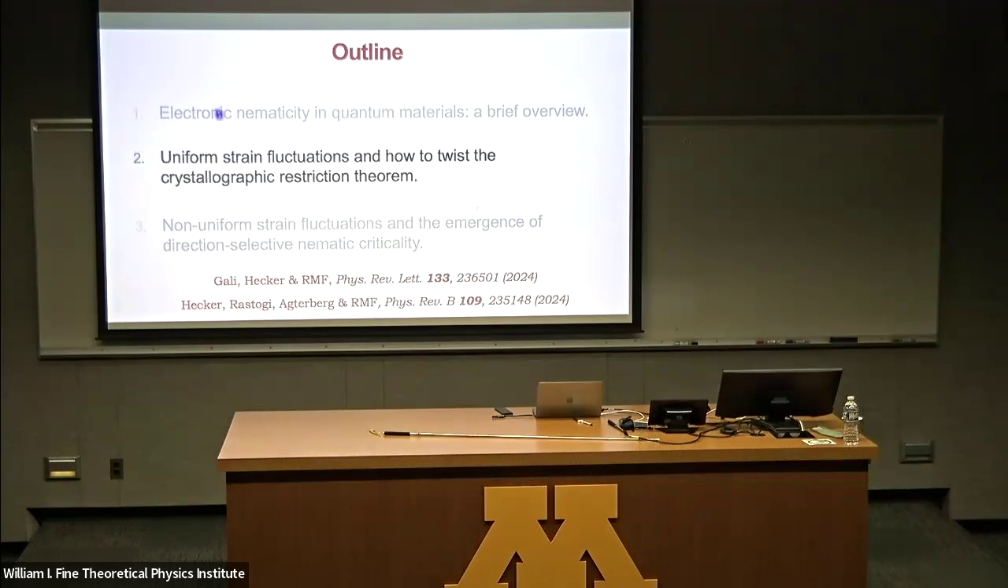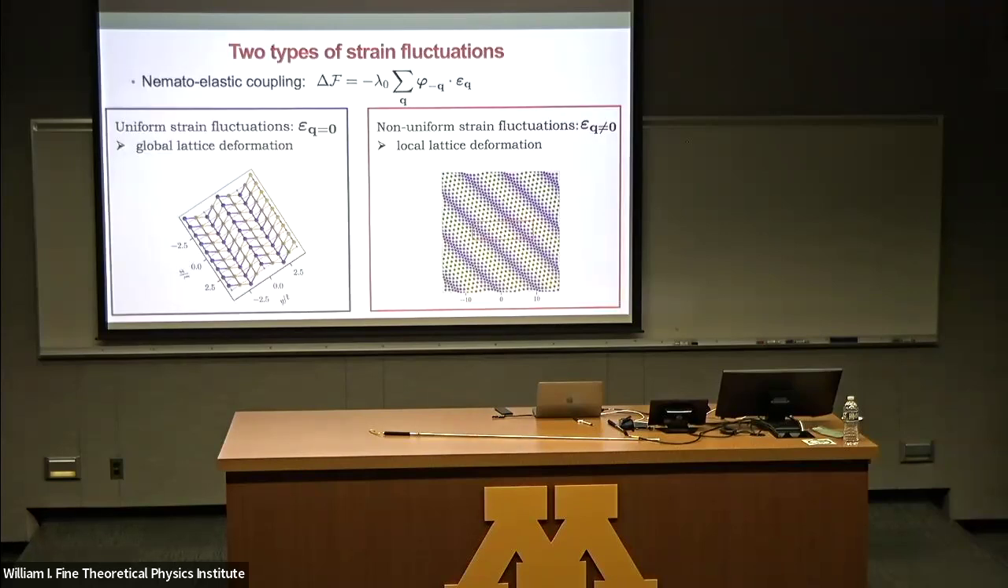Okay, so I want to tell you first about uniform strain fluctuations and how they twist the crystallographic restriction theorem. So what do I mean by that? This is the general coupling between nematic and strain. I'm going to separate it into uniform strain fluctuations, by which I mean Q equals 0. They are essentially a whole lattice distortion, versus the non-uniform one. They're fundamentally different. So I will first study these ones, and then I'll go back to the more interesting, or not more interesting, but the additional case where these are non-uniform.